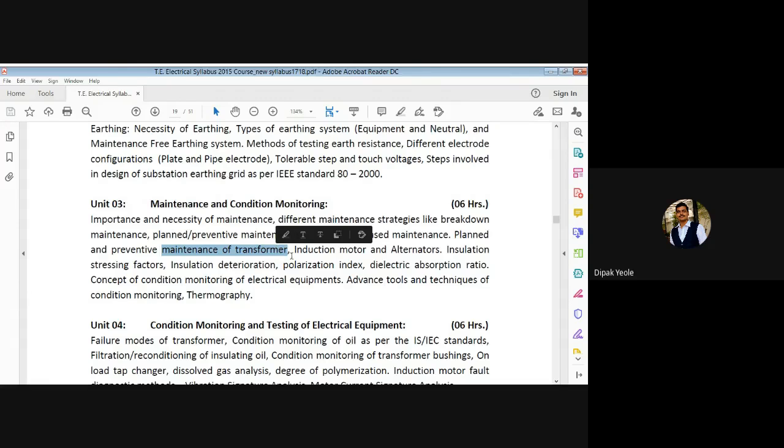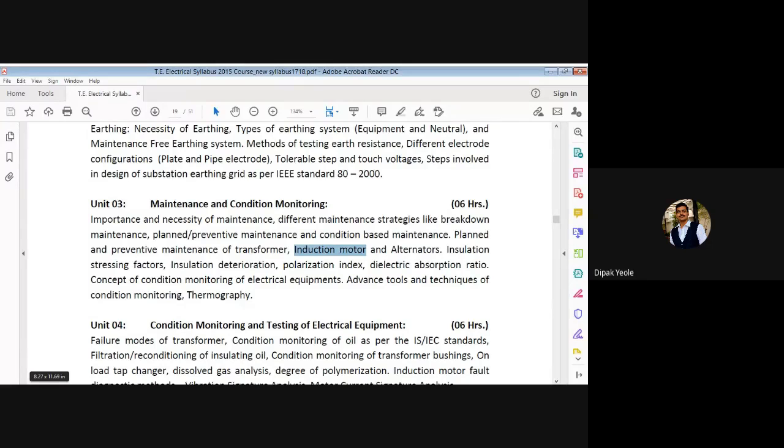After that we saw induction motor maintenance also, and we found that there are two types of induction motors. First is the squirrel cage induction motor and second is the slip ring induction motor. In the slip ring induction motor there are slip rings, so it requires a higher amount of maintenance than the squirrel cage induction motor. Squirrel cage, C-A-G-E. Sorry for the spelling mistake.